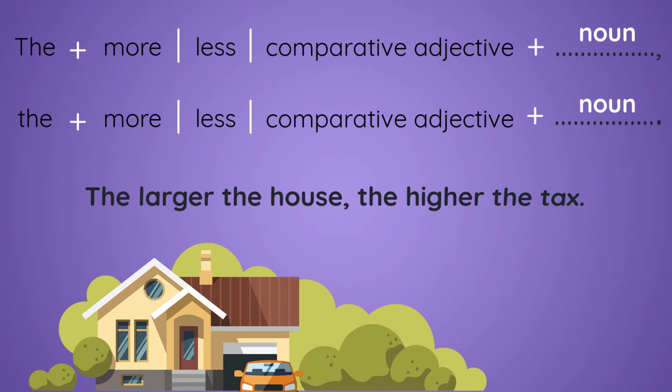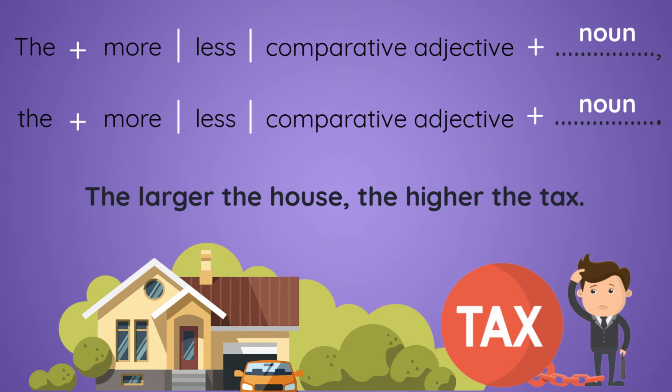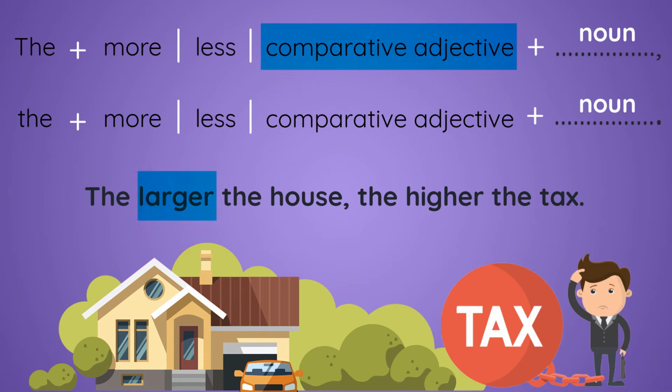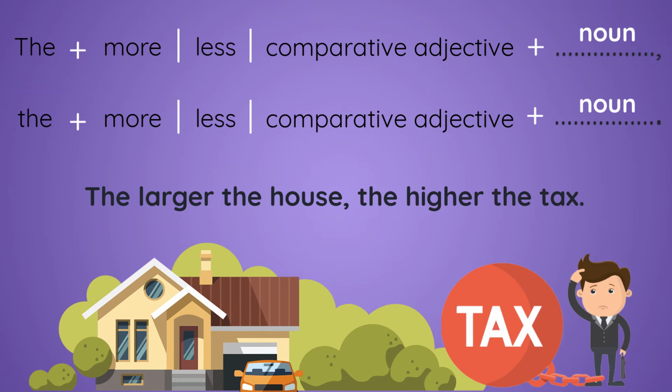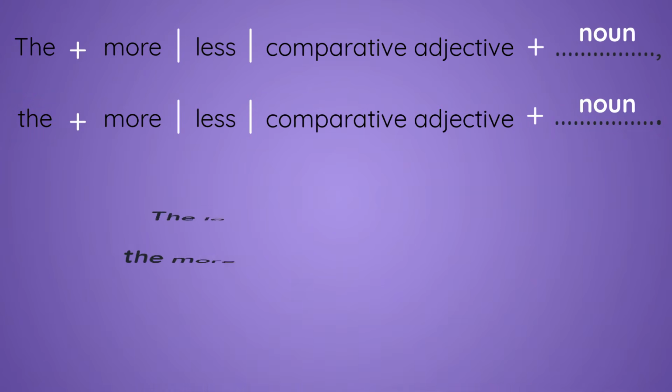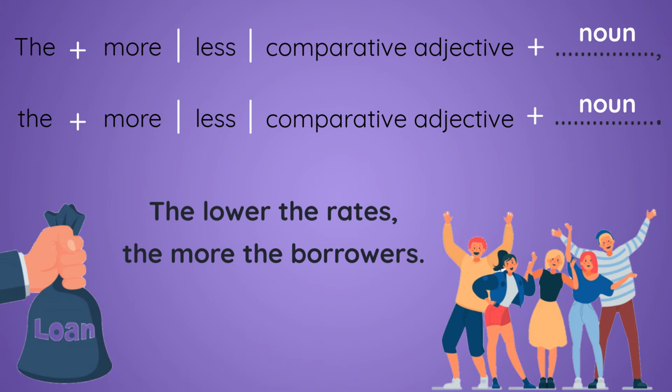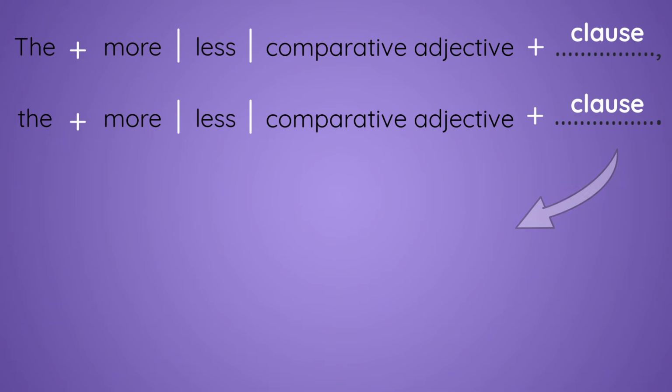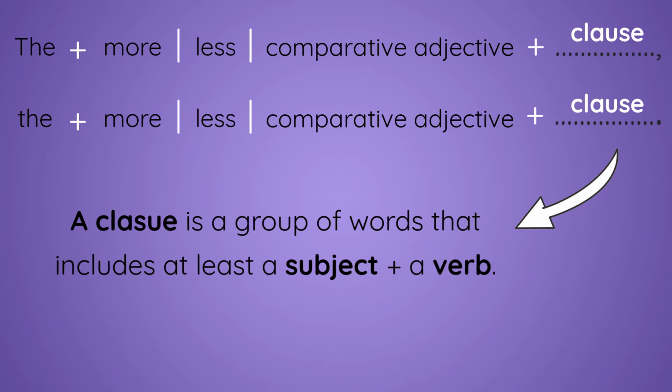The larger the house, the higher the tax. The comparative noun, the comparative noun. The lower the rates, the more the borrowers. The comparative noun, the more noun. Or even we can use a clause. A clause is a group of words that includes at least a subject or a verb.